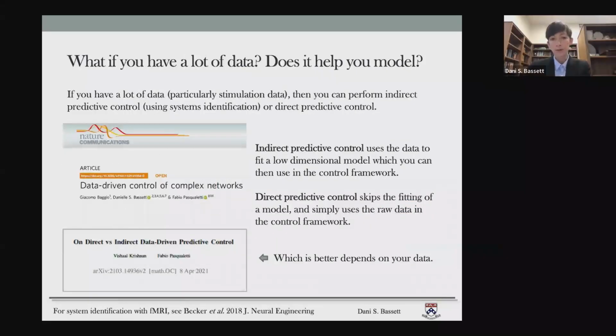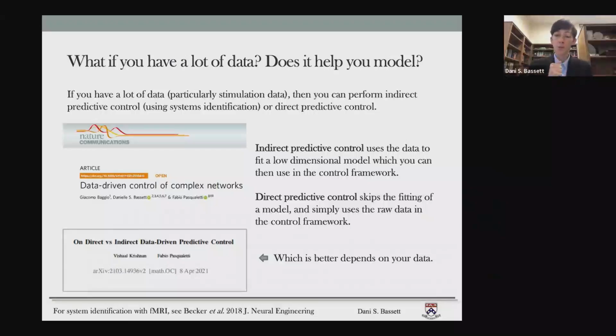Now I want to ask the question of, what if you have a lot of data from your system? Does that help you either choose which model to use or develop a new model? If you have a lot of data, particularly stimulation data, then you can perform indirect predictive control using systems identification. Or you can use what's called direct predictive control. How are those two different from one another? First, indirect predictive control uses the data to fit a relatively low dimensional model, which you can then use in the control framework. In contrast, direct predictive control skips the fitting of the model altogether and simply uses the raw data inside of the control framework.